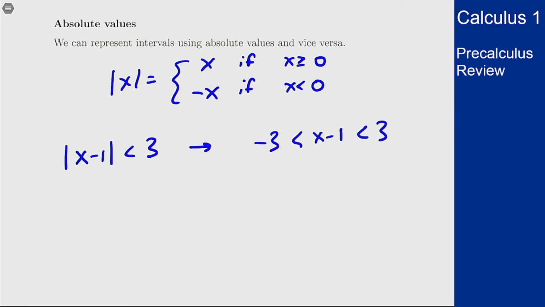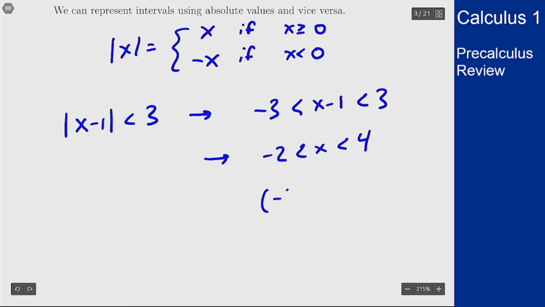Because if an absolute value is smaller than some number, that's an inside thing, and it means that I must be between these two outer bounds of minus 3 and plus 3. Then I can solve this out by adding 1 to each side. Minus 2 is less than x is less than 4. But now that's an interval. That is the interval minus 2 to 4 with both open parentheses.